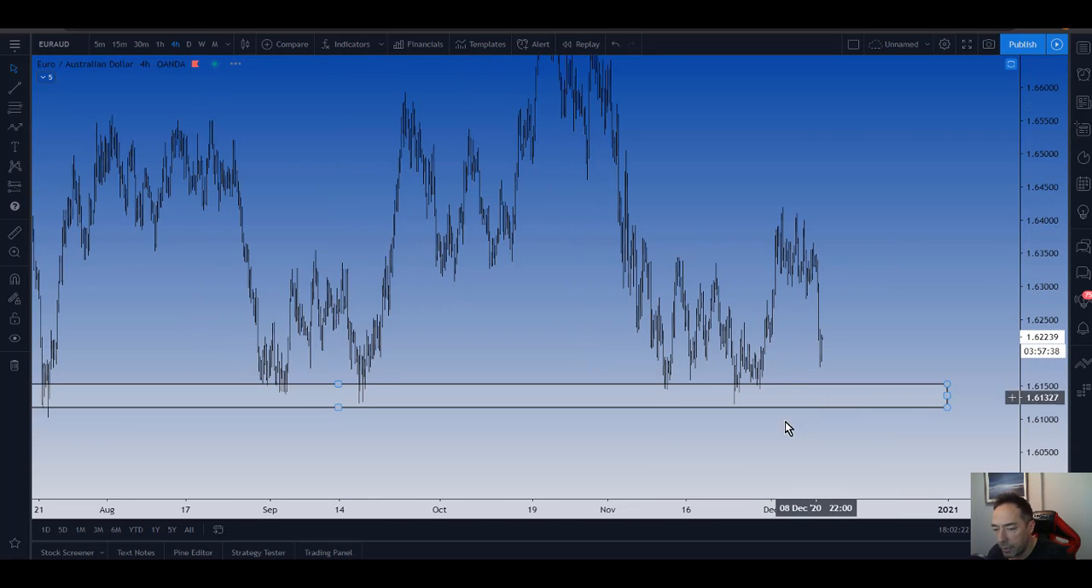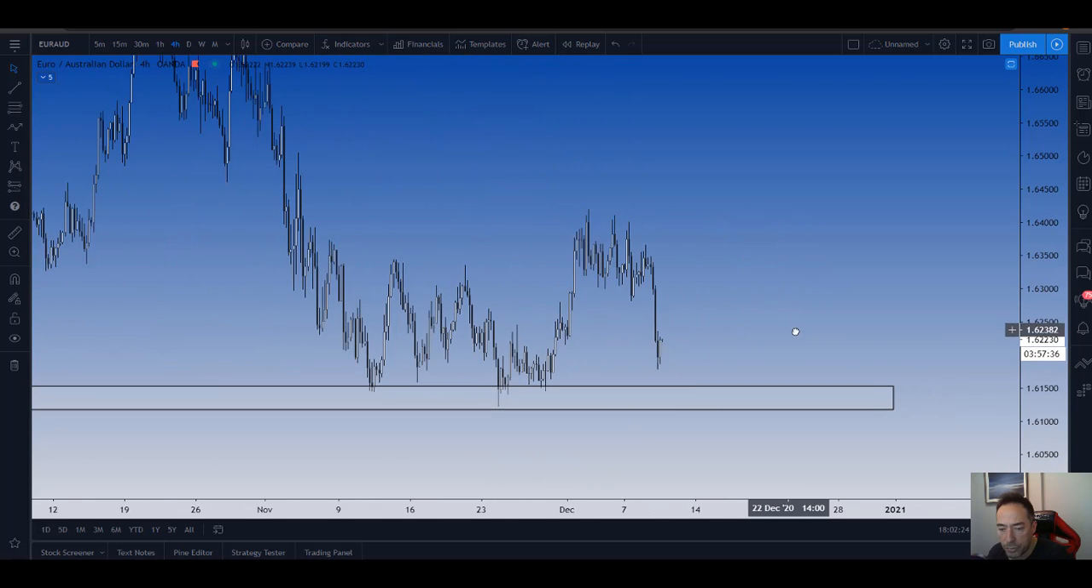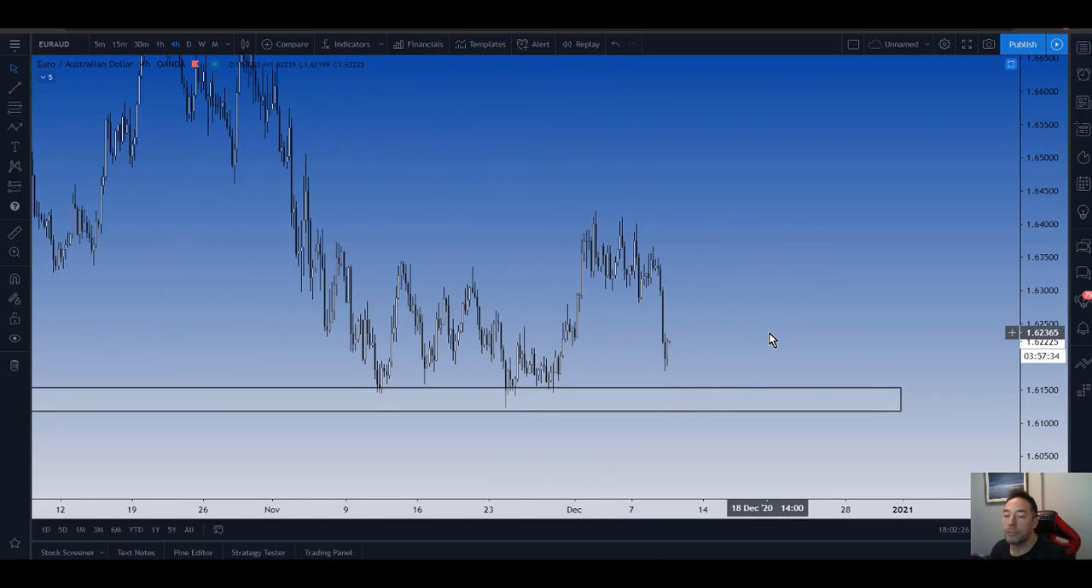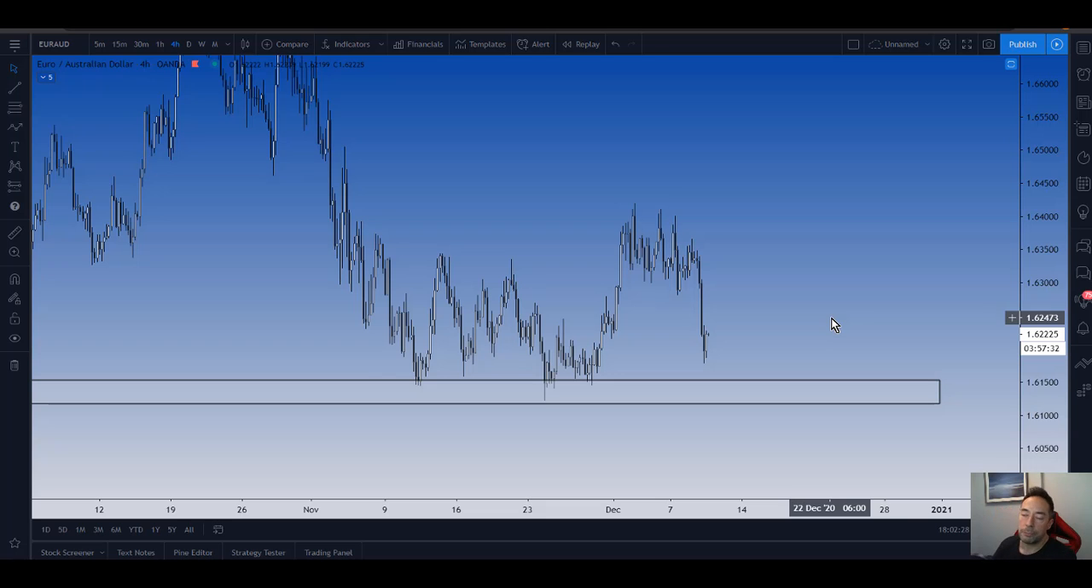Alternatively, if you're an end of day trader, you can look for a price to have come down into this zone and look for some kind of daily rejection candle.